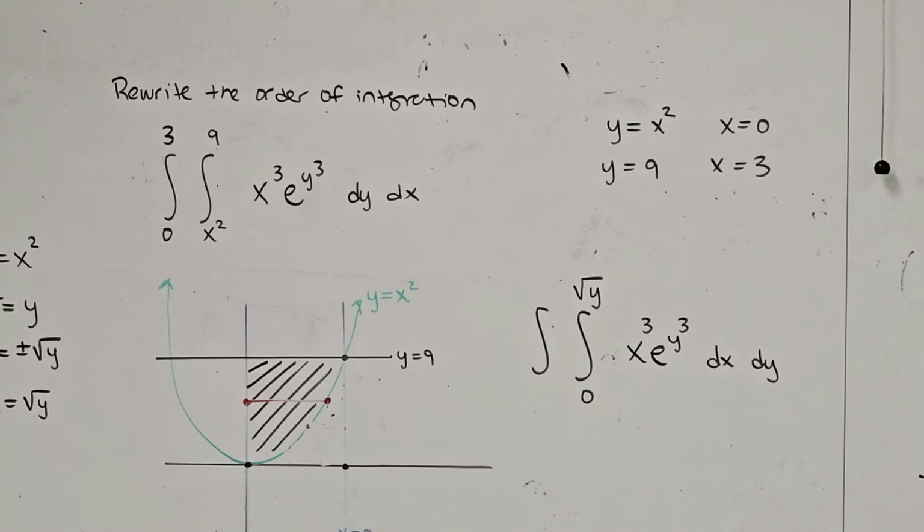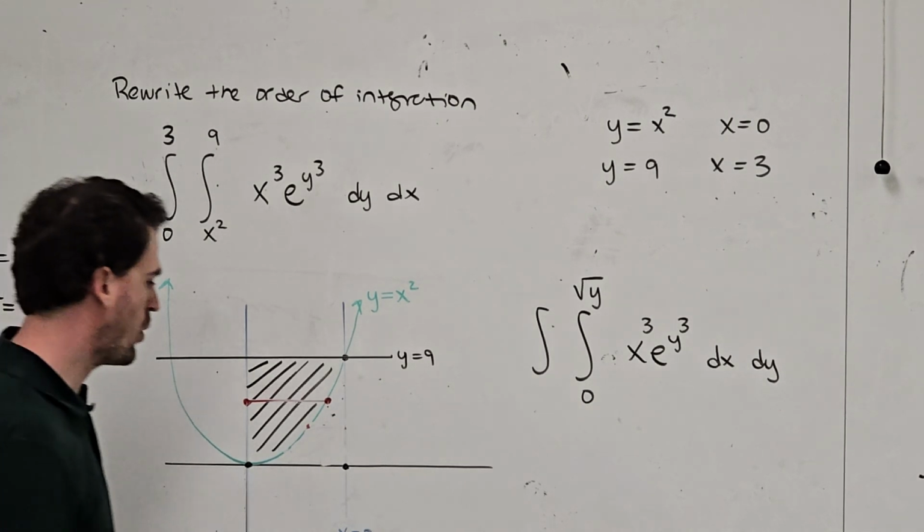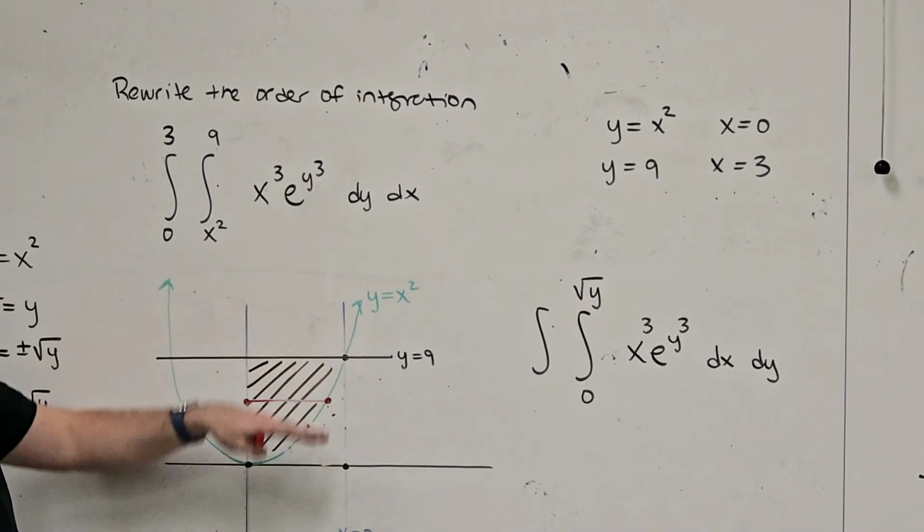And now dy, I'm going from what to what in my y values? 0 to 9.